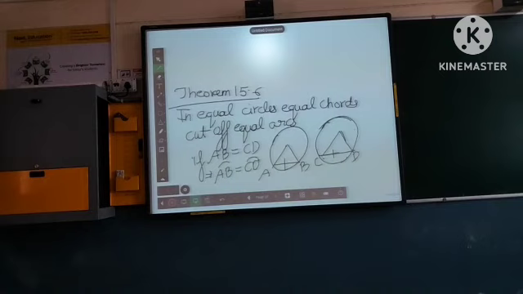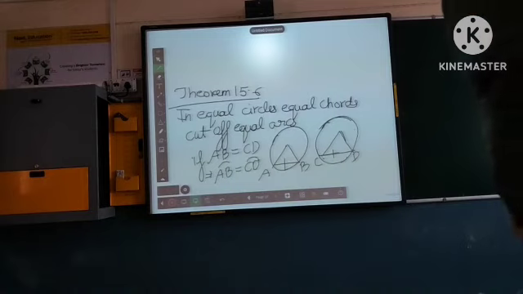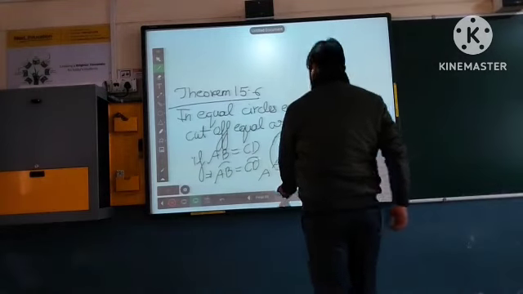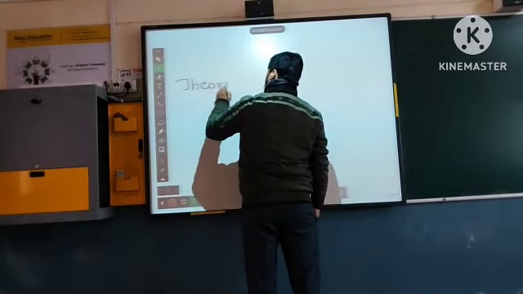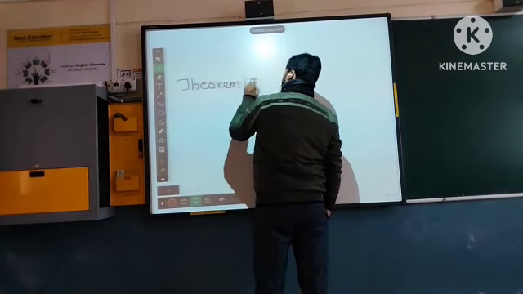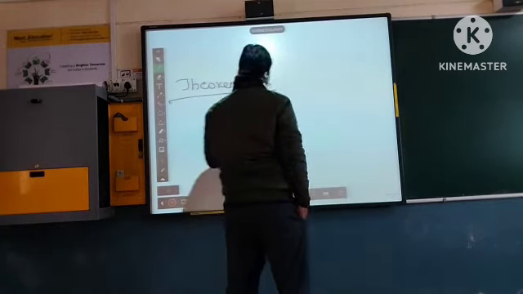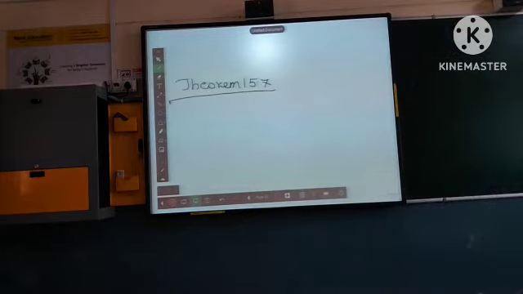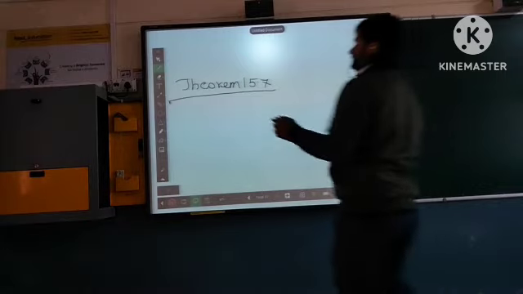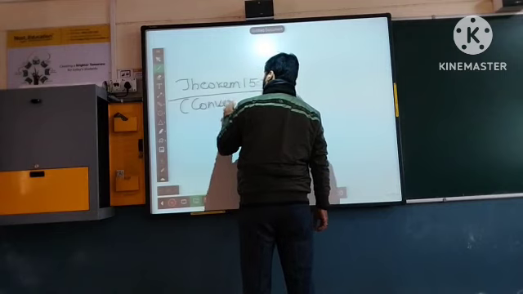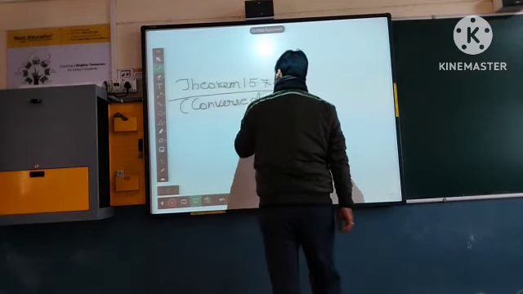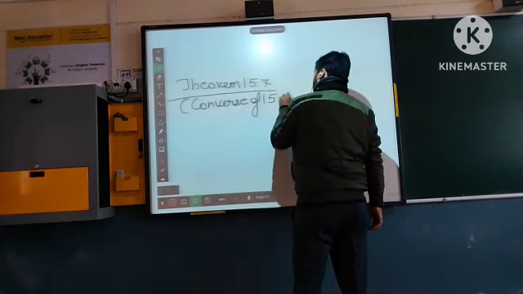Next is theorem 15.7. It has got two corollaries also. Theorem 15.7 says, and this is the converse of theorem 15.6. 15.6 said that if chords are equal, the arcs will have equal length. So this will say what? If the arcs are equal, the chords are equal in equal circles. So this is the converse of theorem 15.6.